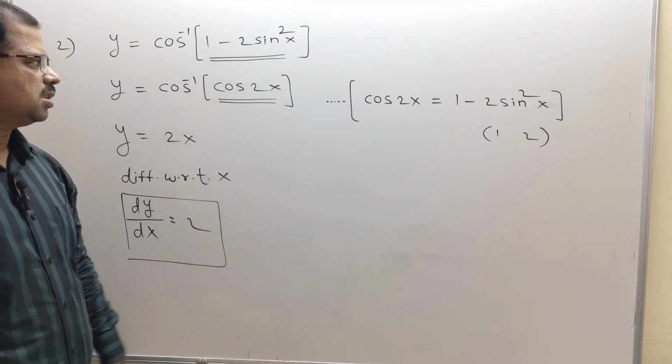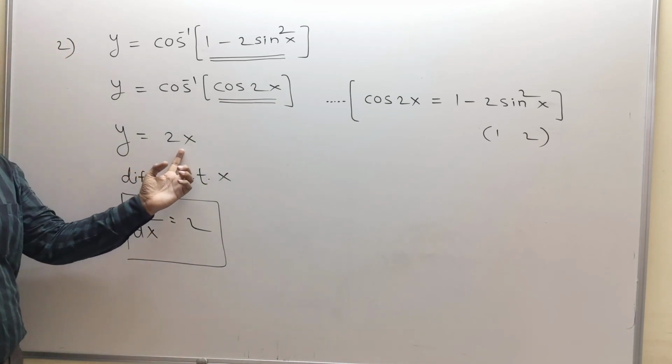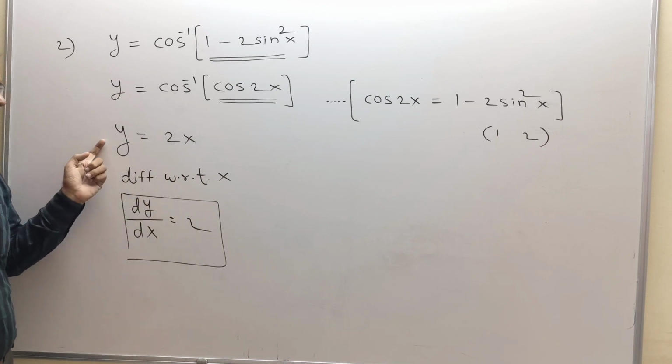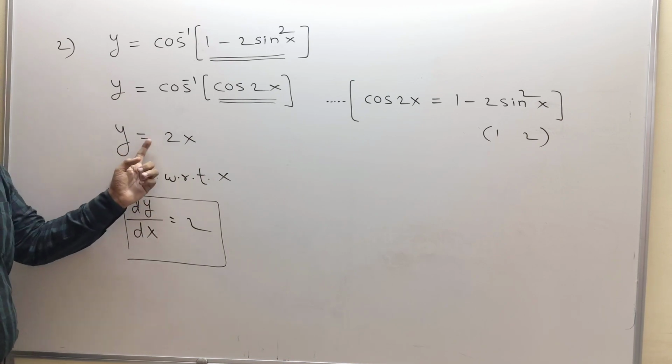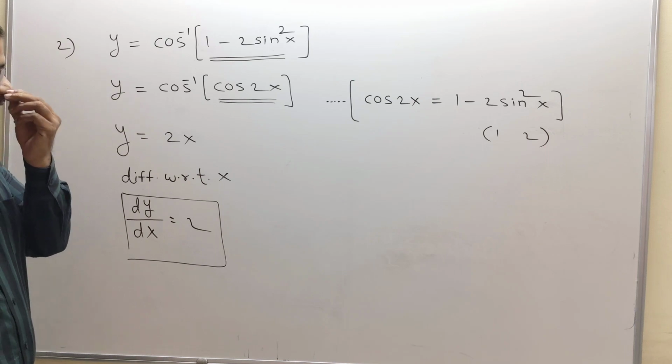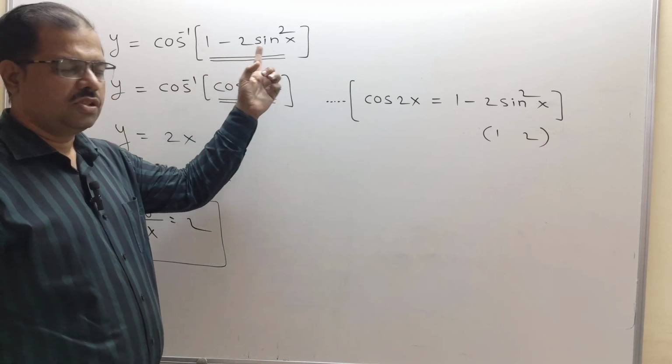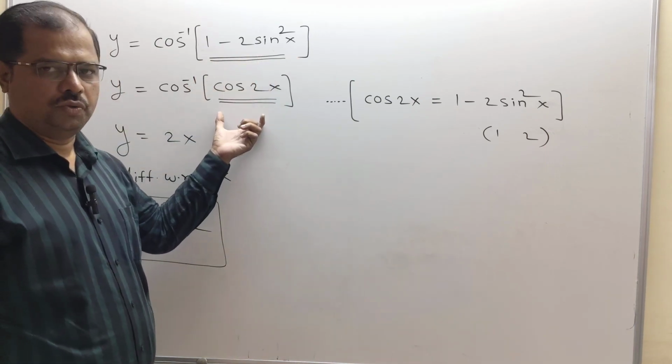Now cos inverse and cos get cancelled, y is equal to 2x. Differentiate with respect to x, dy by dx, the derivative of kx is equal to k. Instead of 1 minus 2 sine square x, we write cos 2x.